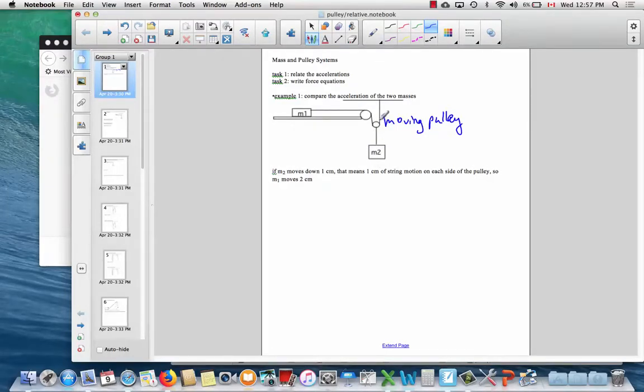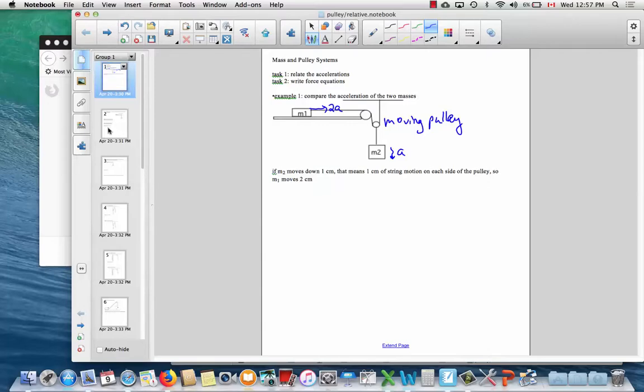So, for instance, if this mass falls a centimeter, that means the pulley goes down a centimeter. That means you need a centimeter more of string on this side and on this side. That means this mass has actually moved 2 centimeters. So if this one's accelerating at rate a, this one will actually have an acceleration that is twice as much.